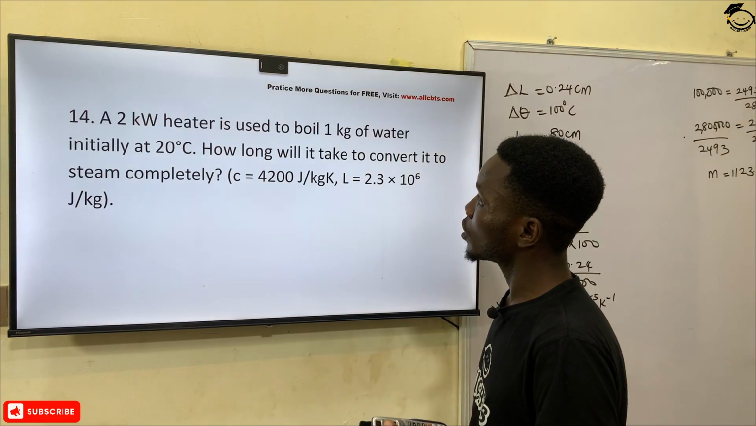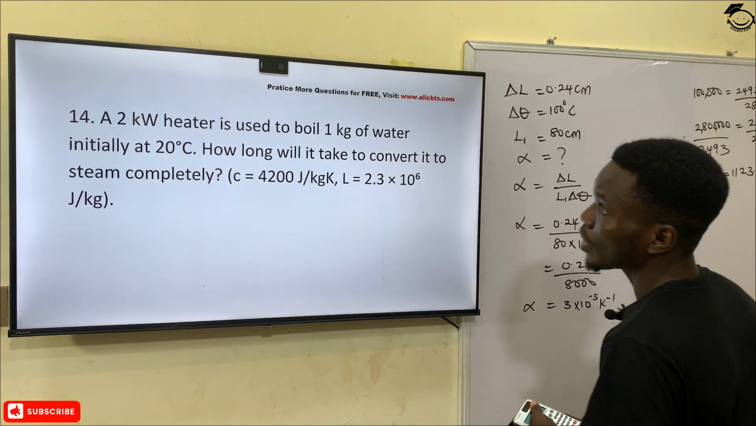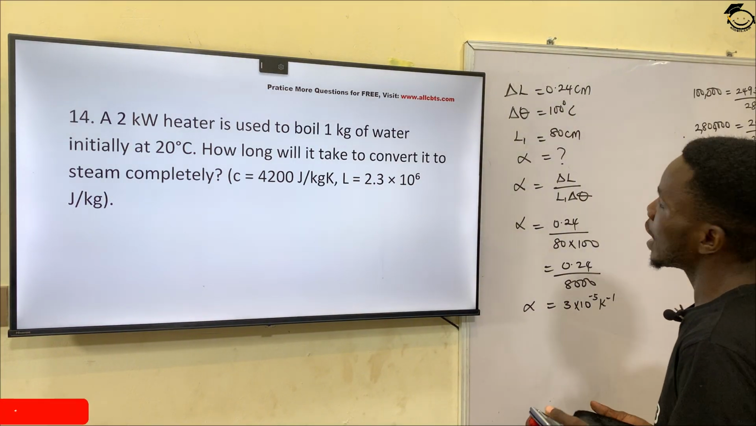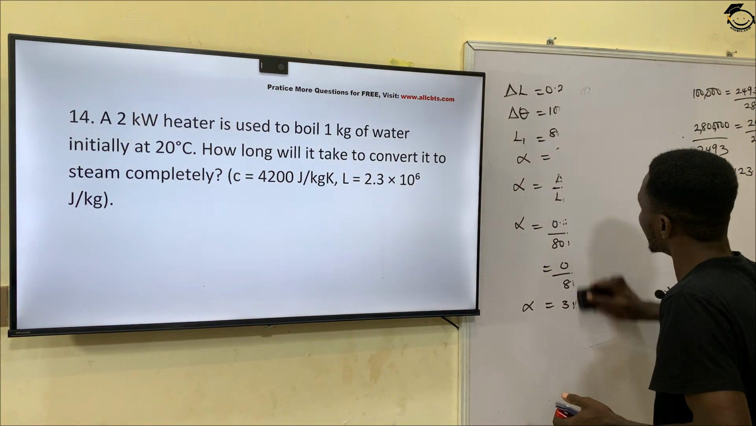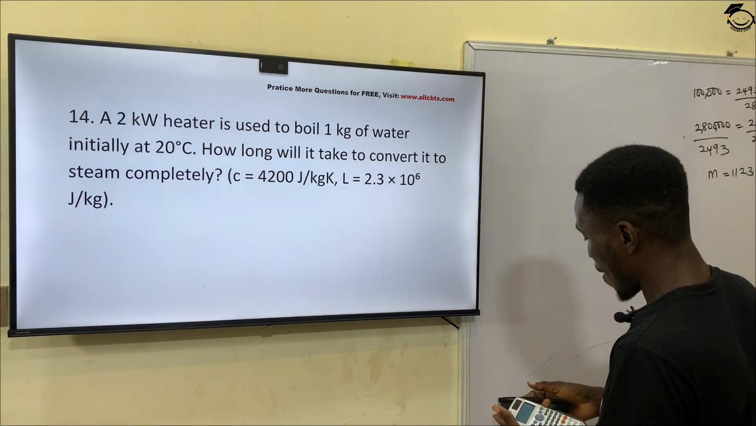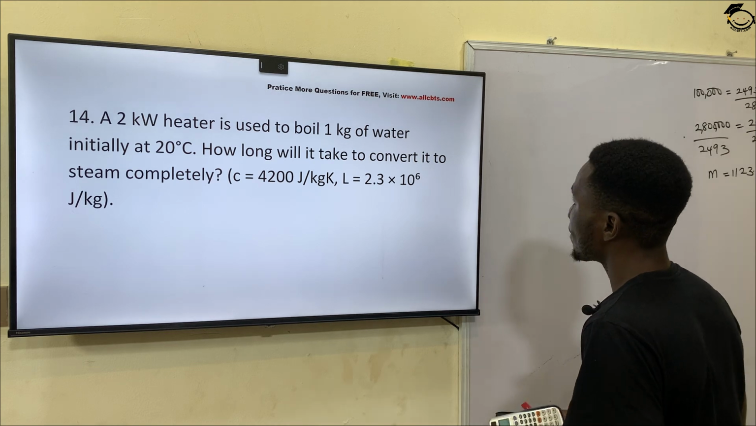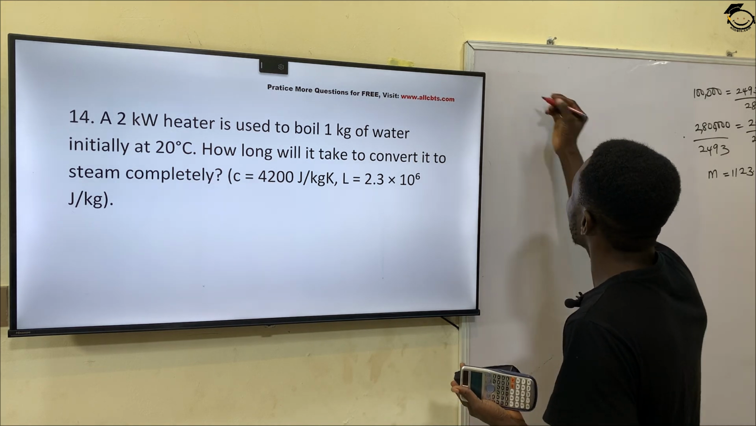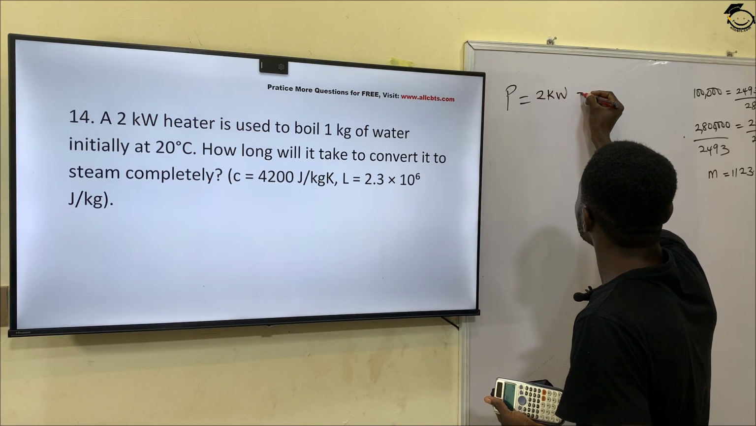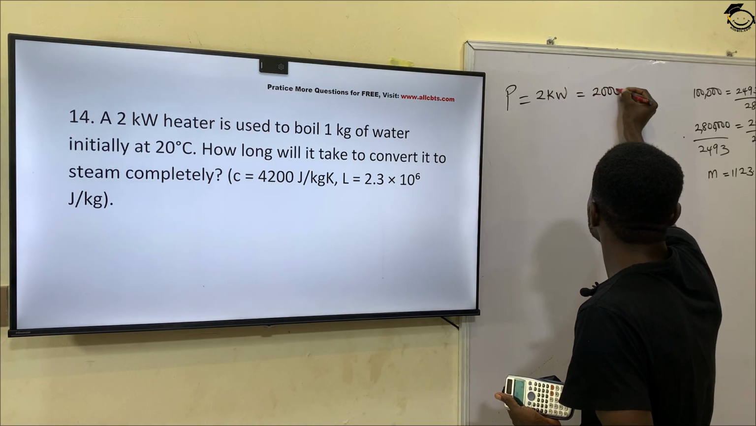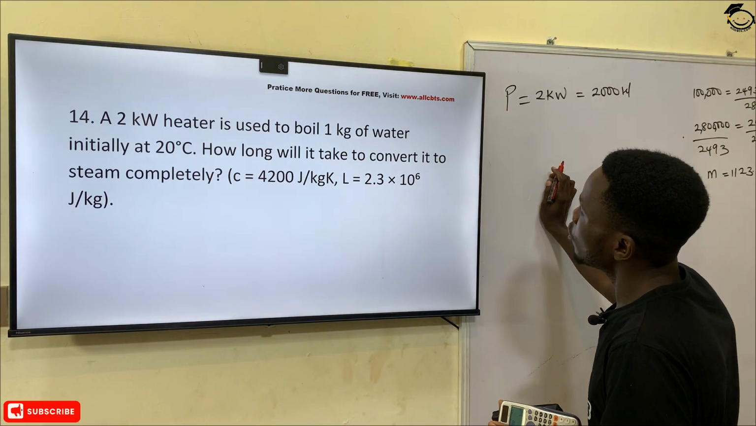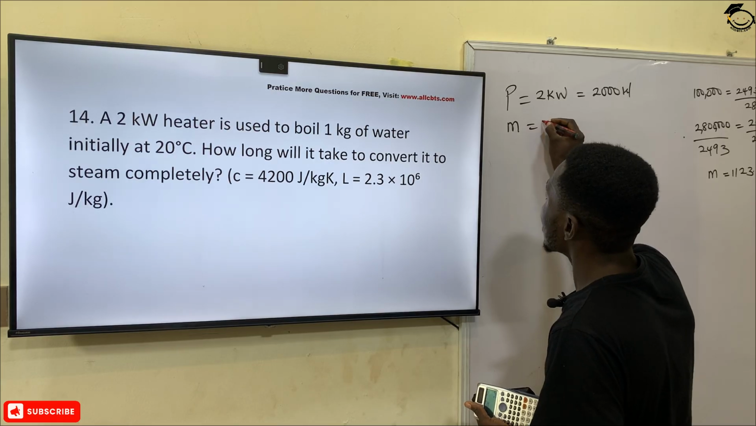Moving on to question number 14. It says, a 2 kilowatt heater. So they've given us the power of the heater to be 2 kilowatts, which is the same as saying I have 2,000 watts. It's used to boil 1 kg of water. So we are given the mass of water as 1 kilogram.